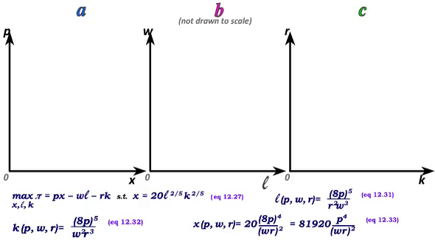In equation 12.27 of the text, we define a profit maximization problem when the production function takes the form 20 times labor to the 2/5 times capital to the 2/5. When we solve this maximization problem, we get the labor demand function that's given in equation 12.31, the capital demand function that's given in equation 12.32, and the output supply function that's given in equation 12.33.